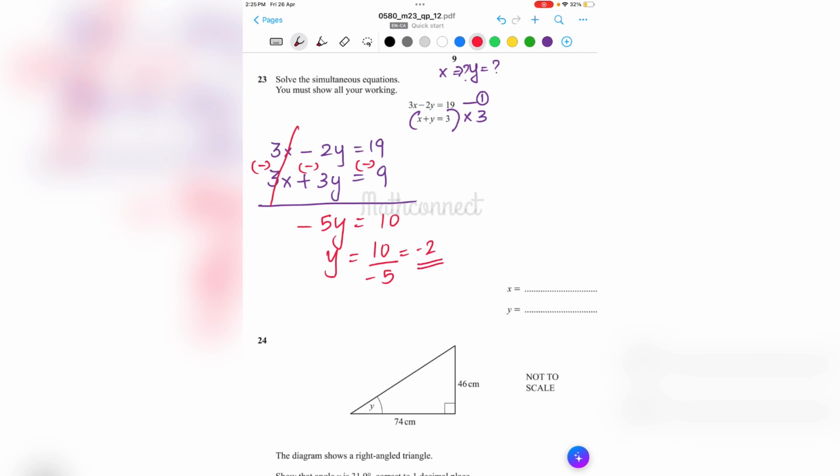And now we can find what is x. We know that x plus y is 3 as given in the equation. So x is equal to 3 minus y, which is 3 minus minus 2, which gives us 5. 2 negatives will make a positive. So 3 plus 2, which is 5. So x is 5, y is negative 2.